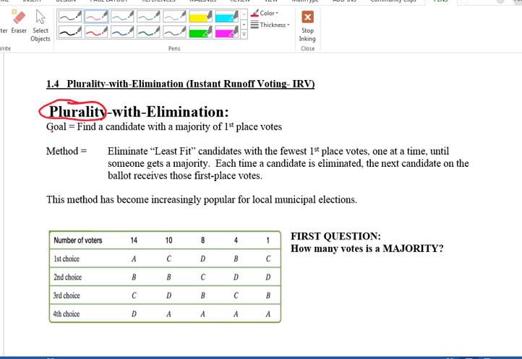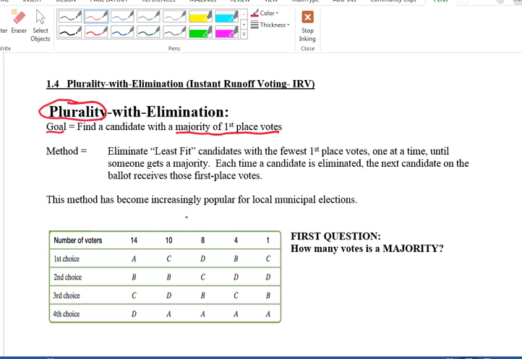The goal with plurality with elimination, though, is to find a candidate that has the majority of the first place votes. Now, often remember, we don't have a candidate with the majority of the first place votes. We only have a candidate who has the plurality of the first place votes. They don't have more than half, they just have the most. So what we're going to do is this.